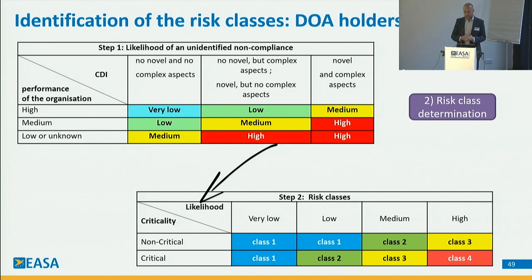So now finally we have the matrices in a visible way. Follow me on the two matrices. So we start from the one on the top left corner. This is linked to the likelihood of an unidentified non-compliance. And you will see that on the horizontal dimension you have novelty and complexity. On the vertical dimension you have the DOA performance. So if a CDI was assessed as novel and complex, or novel but not complex, you have three possible scenarios. You combine this with the DOA performance. As you remember, this may have been high, medium, low, or unknown.